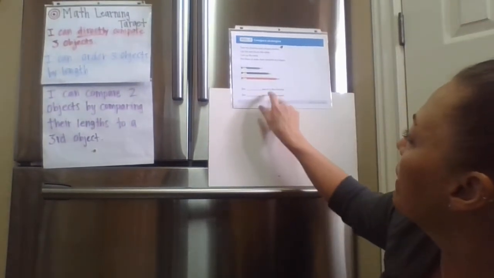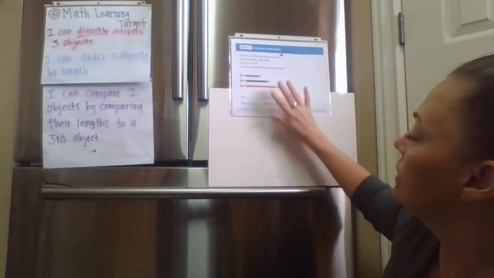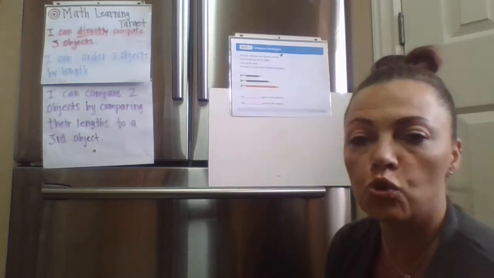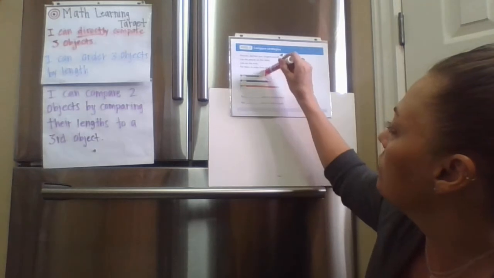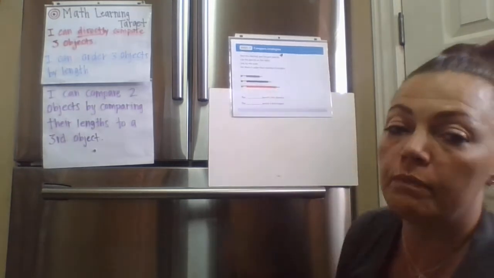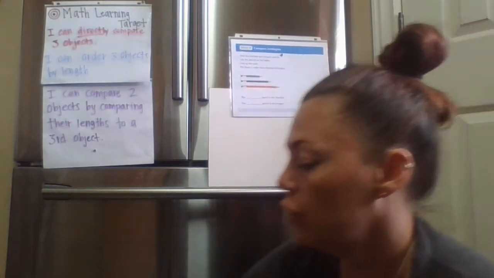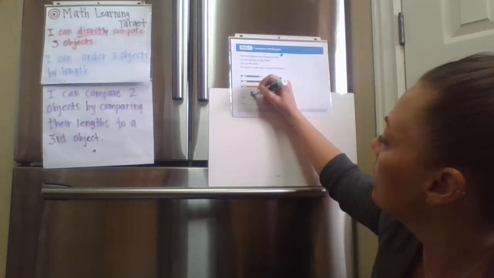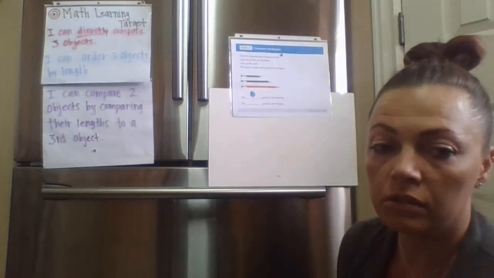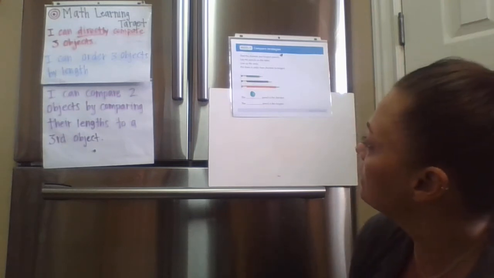It says the blank pencil is the shortest. Shortest. Remember, shortest means most short. So we have a green pencil here, a blue pencil here, a red pencil here. So the green pencil, I'm just going to put a green dot. The green pencil is the shortest.